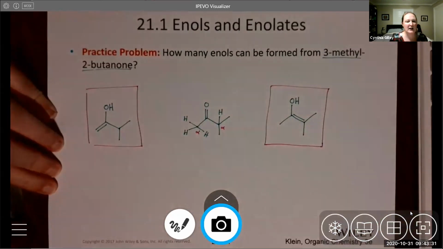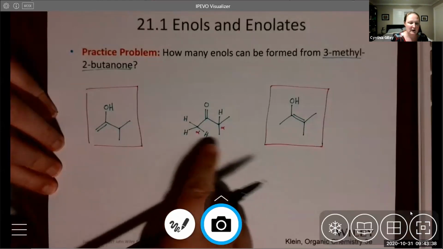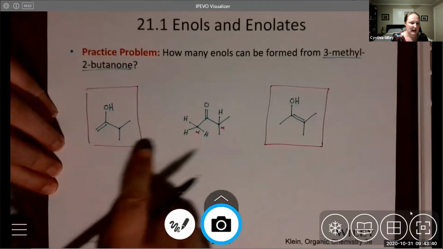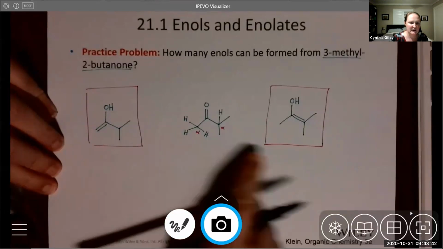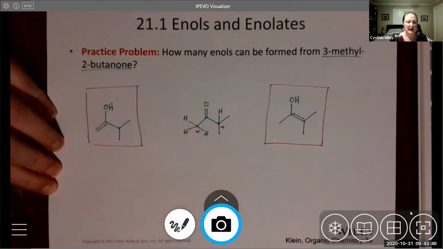So eventually when we talk about reactions, we're going to need to think about which substrates can potentially form more than one enol or enolate intermediate and what the conditions favor, right? If one or the other enolate is favored in those conditions.